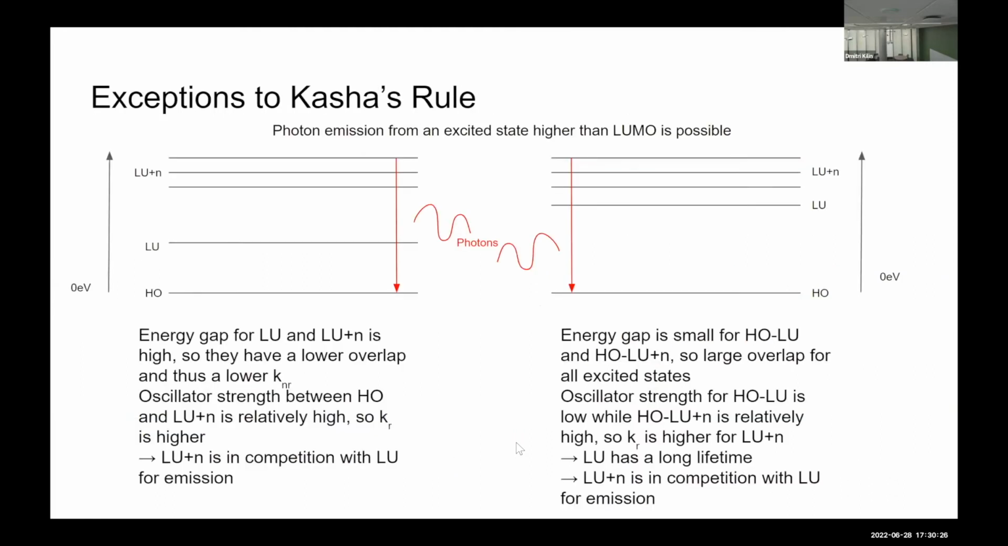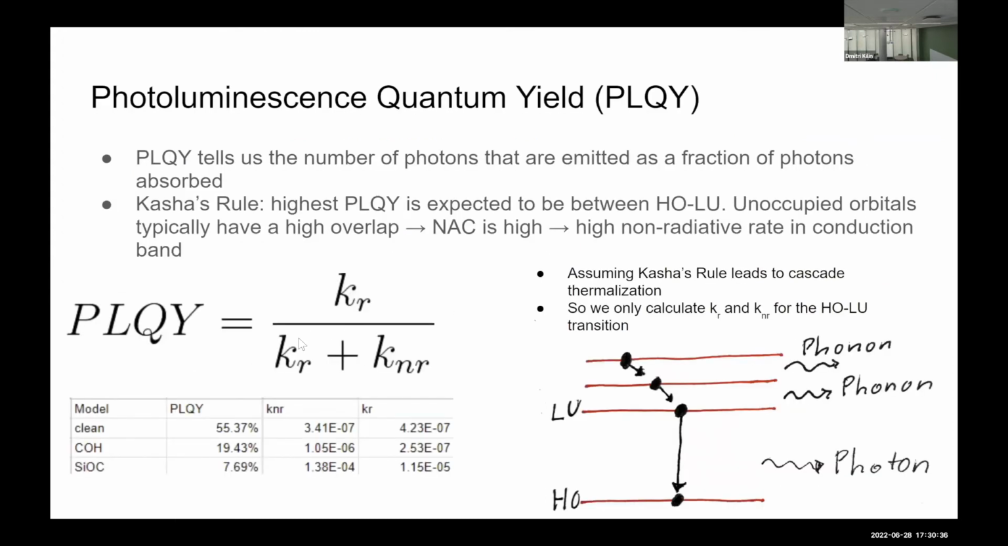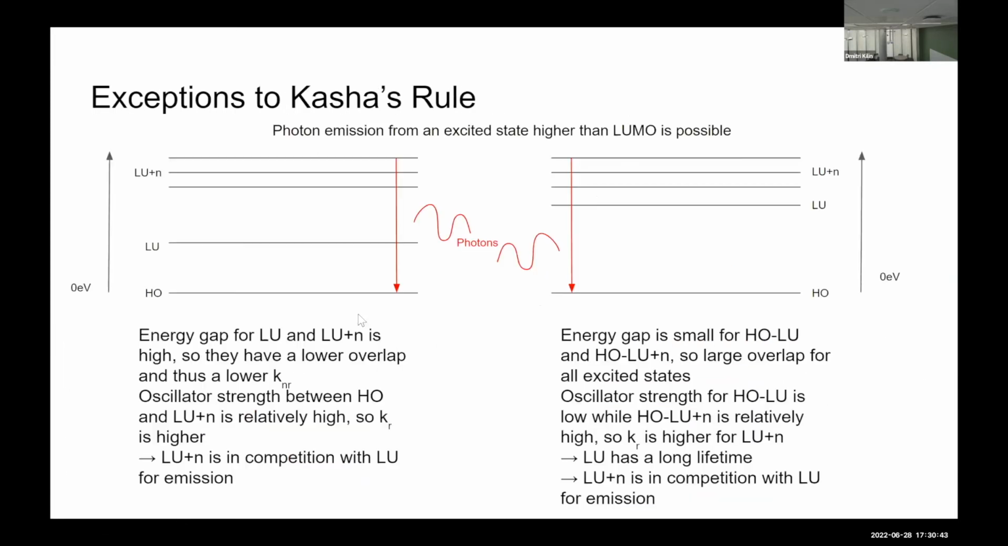We also have some exceptions to Kasha's rule that we have to worry about. I outlined how we would get these exceptions, but basically what it's playing with is adjusting what Kr and Kn are in order to get emission from a different level. So for example, if you have a bunch of highly excited states, even further above the LUMO.